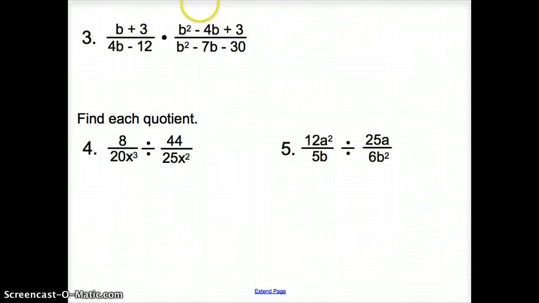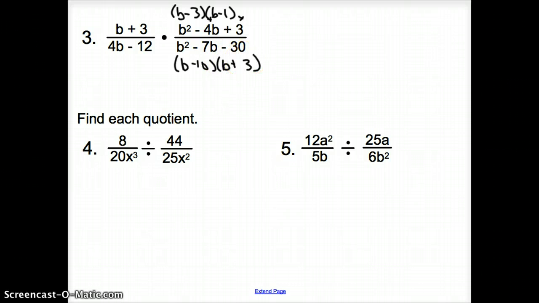Let's try one more. Now with 3, we still have to cancel out kitty corner and top and bottom. But before we do that, we have to factor. So let's start factoring here. Remember, when we factor, we have to think what multiplies to 3 and adds up to a -4. Well, that's going to be b minus 3 and b minus 1. Here what's going to happen? It's going to be b minus 10 and b plus 3.